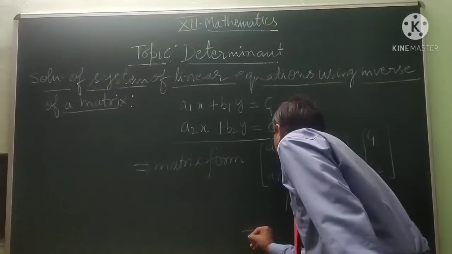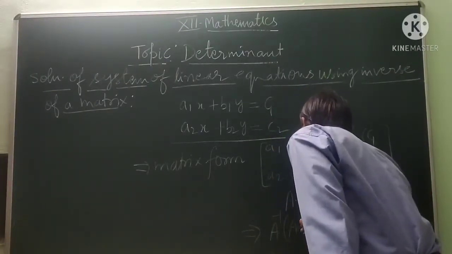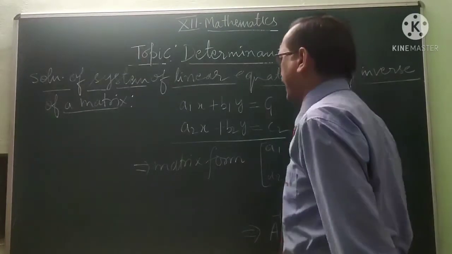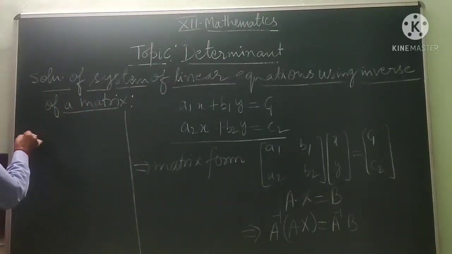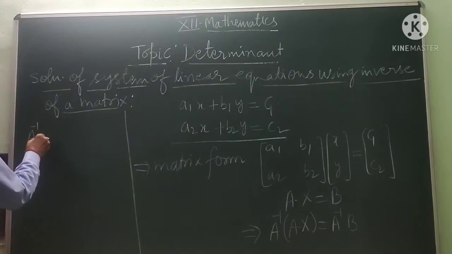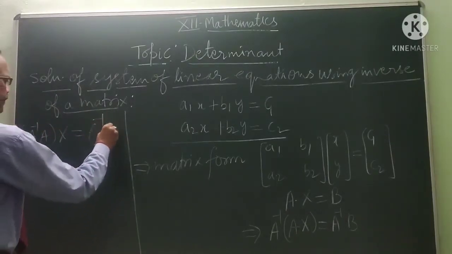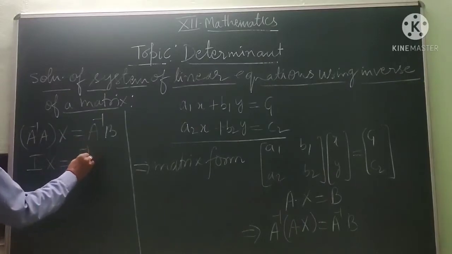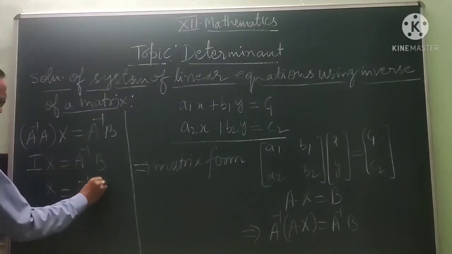Now we will multiply both sides by A inverse, then it is A inverse A X equal to A inverse B. Then A inverse A is I, so I X equal to A inverse B. Then X equal to A inverse B.